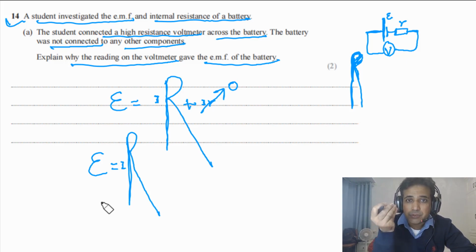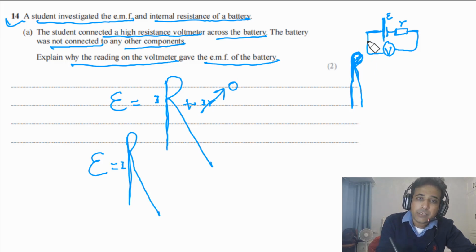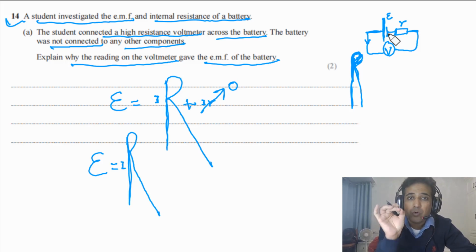The resistance of the voltmeter is very high, so the current in the circuit will be very small. This term will be almost 0 as compared with this one. So the voltmeter will give us the reading of the EMF of the cell, and this is only true when there is no other component connected in the circuit.